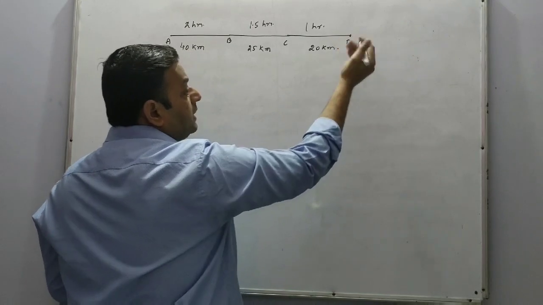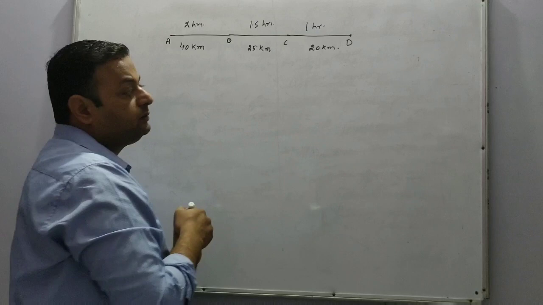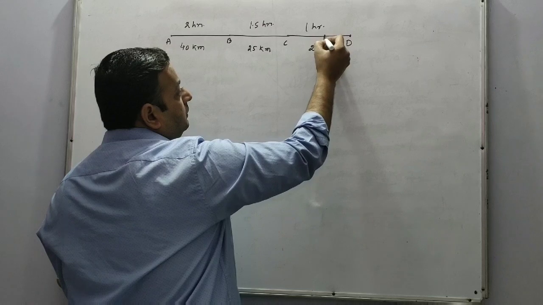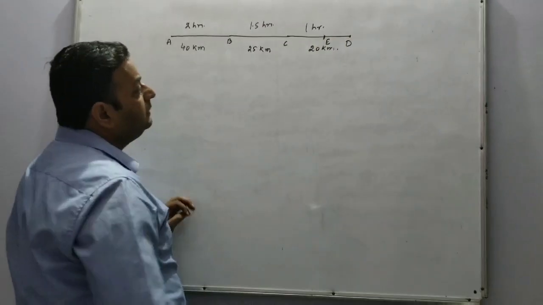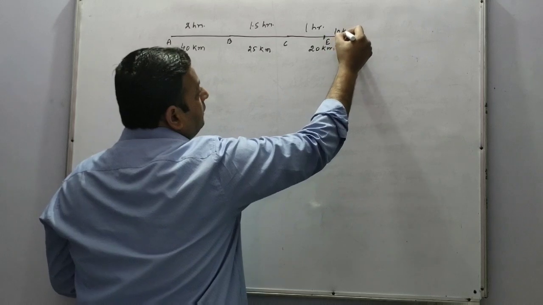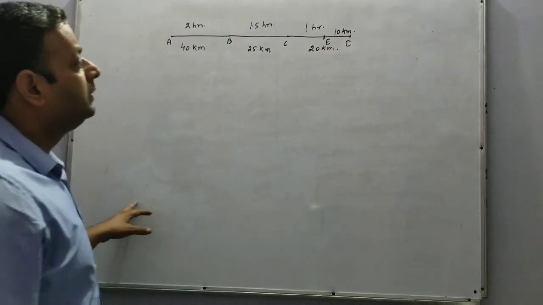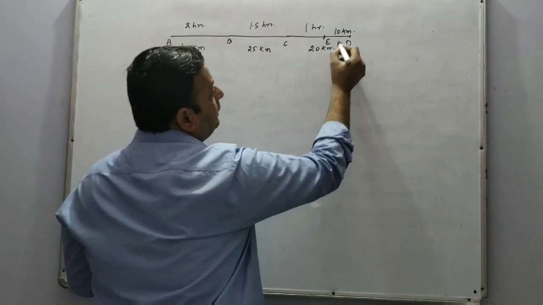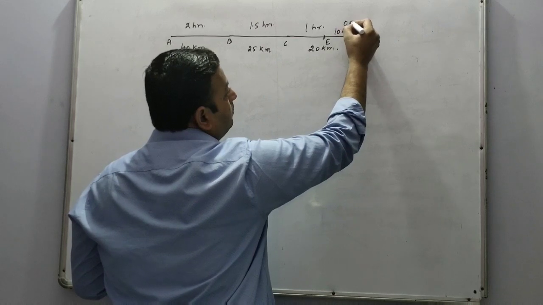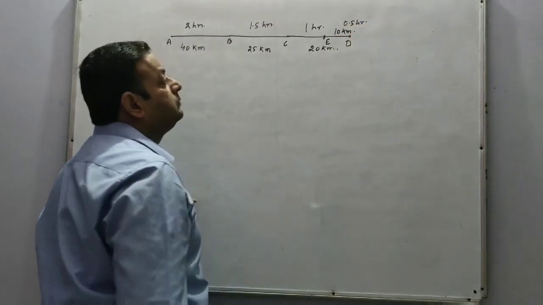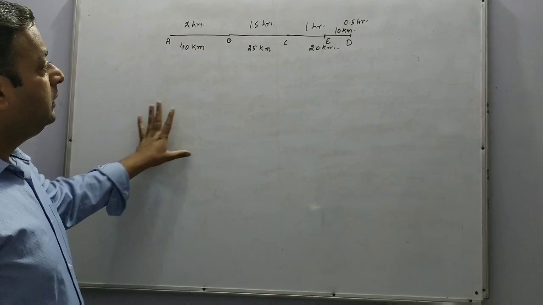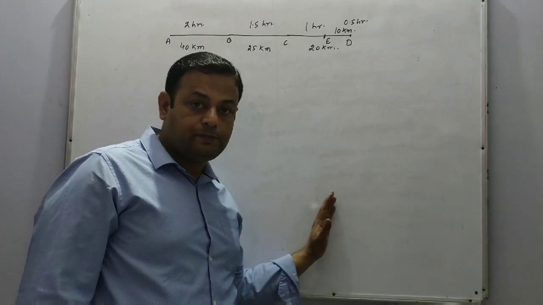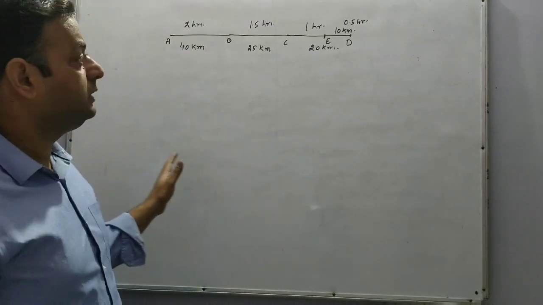Now from point D, the person starts moving in a backward direction and comes to point E. Let us consider the point E, which is 10 kilometer apart from point D and took 0.5 hour. Clear? Now, in this case, we have to find out what is the value of the average speed and the average velocity.